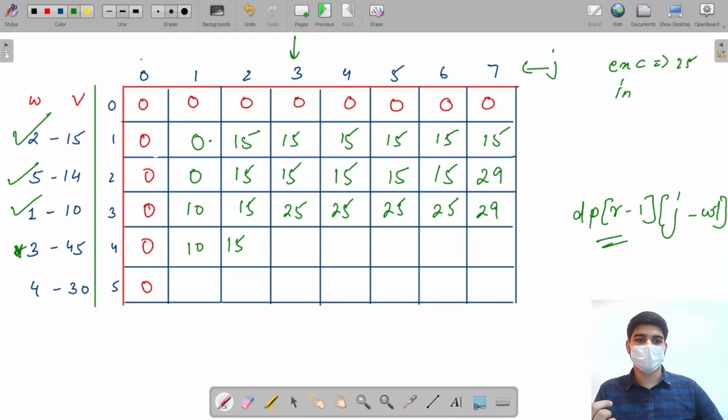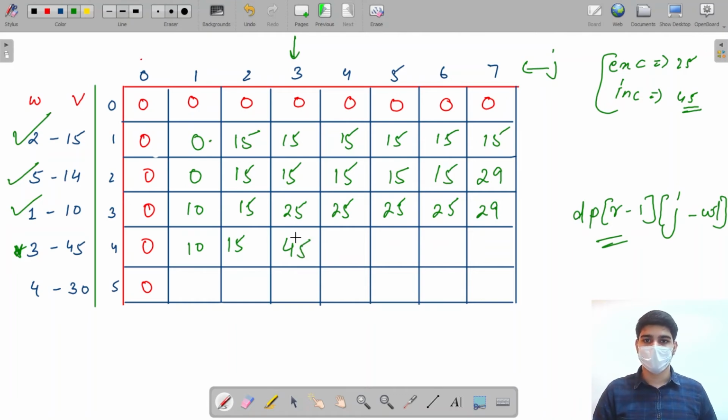And if I include myself, I would get what? My own value, which is 45. And I would check for this position, which is 0. So 45 plus 0 is 45. If I include myself, I would still get 45. That means I would be including myself and getting 45 as value, right?